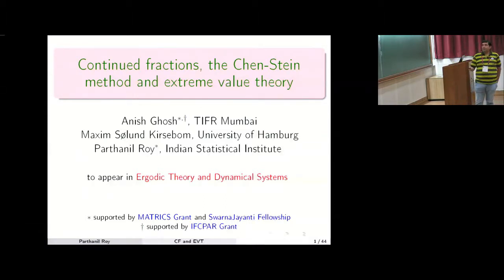Okay, so this paper is going to appear in this journal, Ergodic Theory and Dynamical Systems. I'm personally very excited to have a paper there. It's a good journal in ergodic theory.